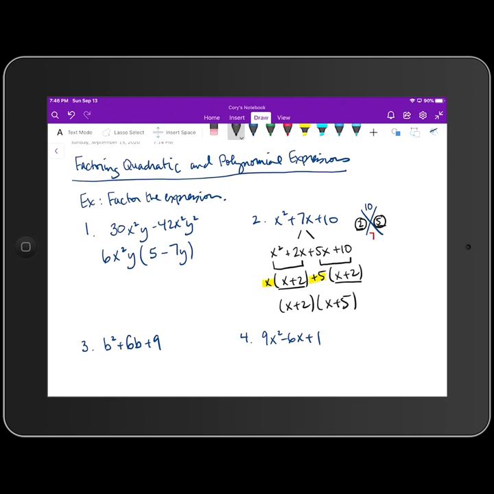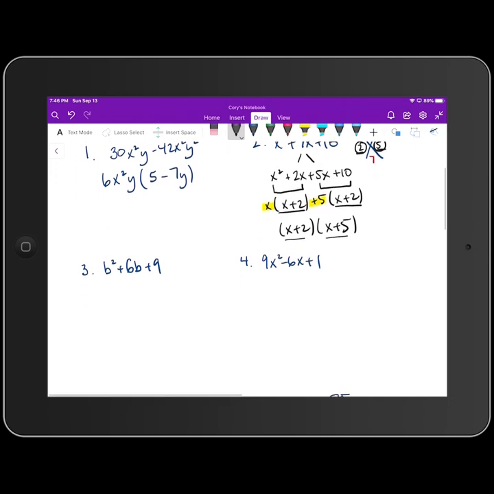If you guys recall in the last lesson, we took a look at how we multiplied two polynomials. So we would multiply x plus 2 times x plus 5 using the process of FOIL. And that would give us this polynomial up here, x squared plus 7x plus 10. We're just working through the process in reverse. And when we work through the process in reverse, that process is called factoring.